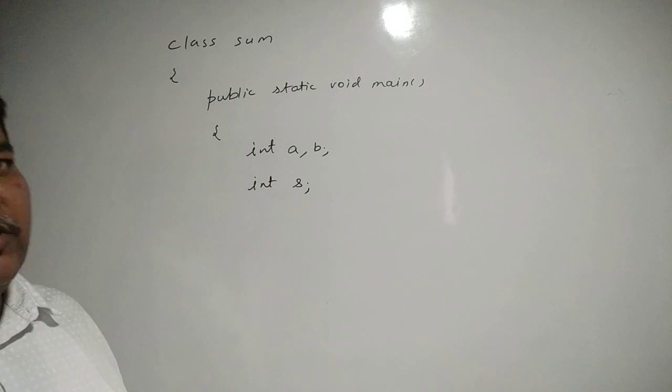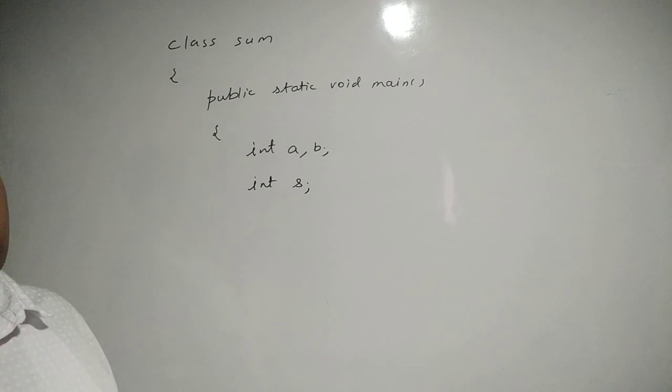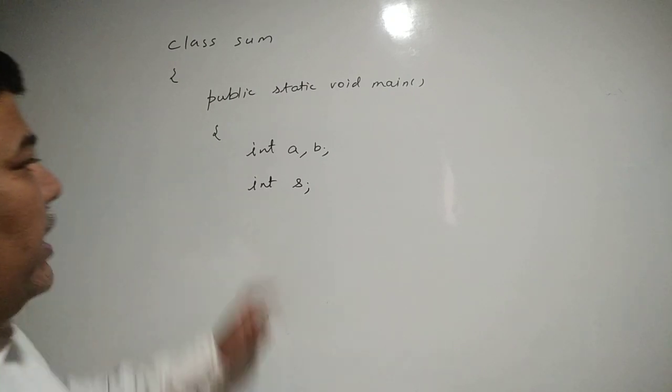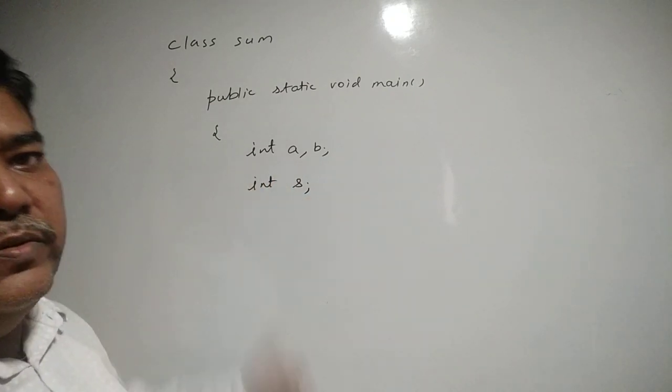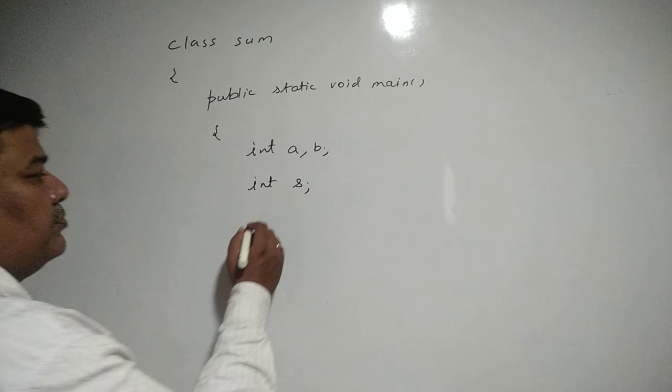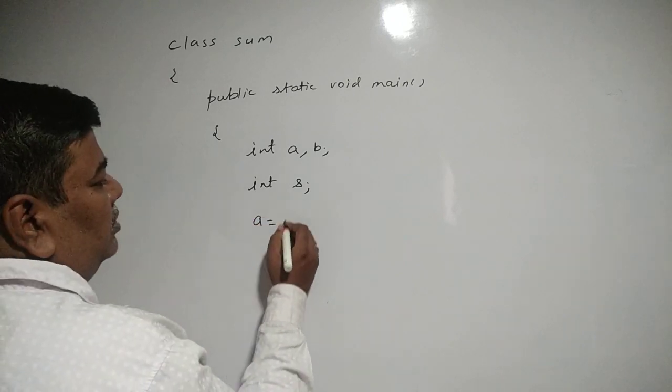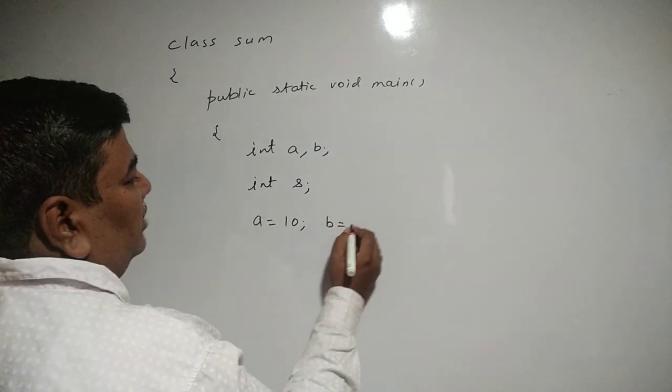Now we can find the sum of whole numbers or decimal numbers, anything. So according to that we will define the data types. Like I have taken int only, so we will enter whole numbers. First of all we will learn to assign the values.